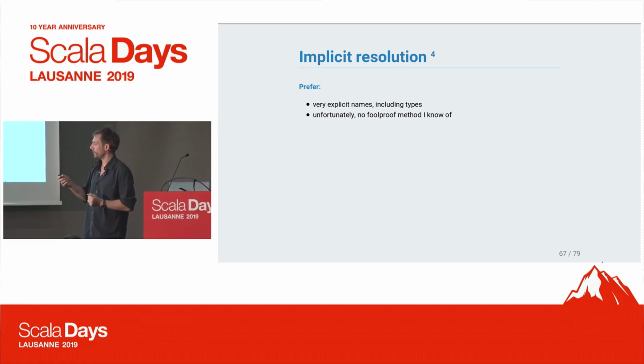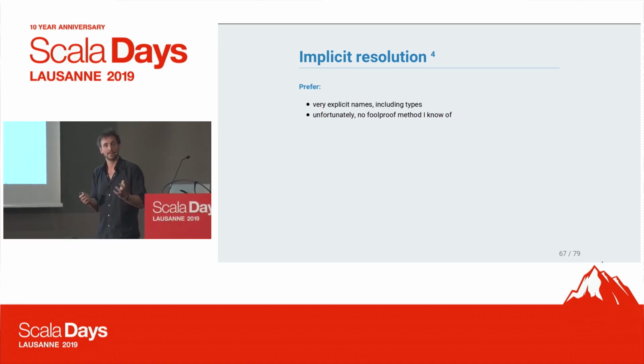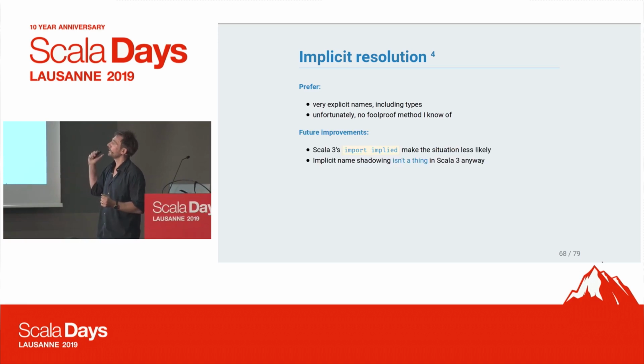You're not supposed to manipulate the names of implicit values. So it's not a problem, but it's still not perfect. Somebody might also be called Nicolas and have the same naming conventions I do. So that might still be a problem. Luckily, in Scala 3, first, you have import implied, which means you know that you're importing implicit values. So it's less likely to happen because you can't do it by mistake. But more importantly, implicit name shadowing doesn't exist. So the problem is just completely gone in Scala 3. So it's a major improvement.